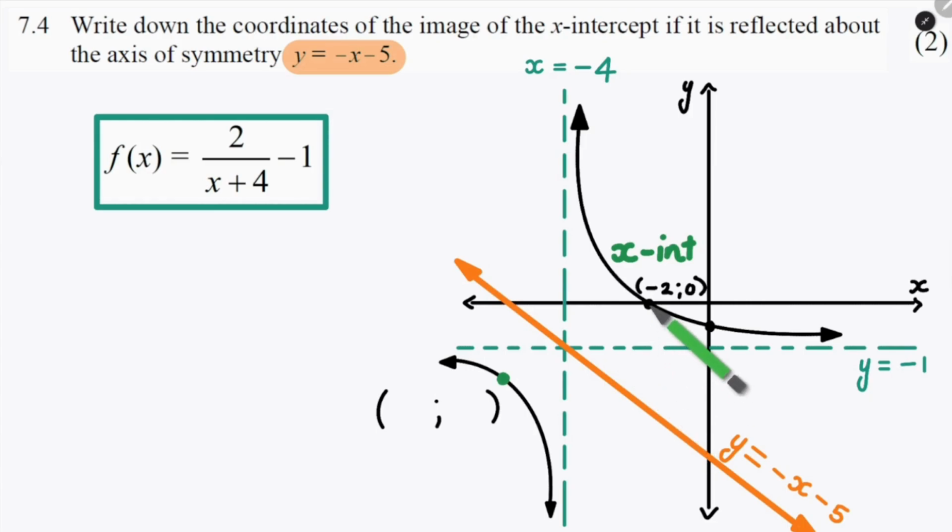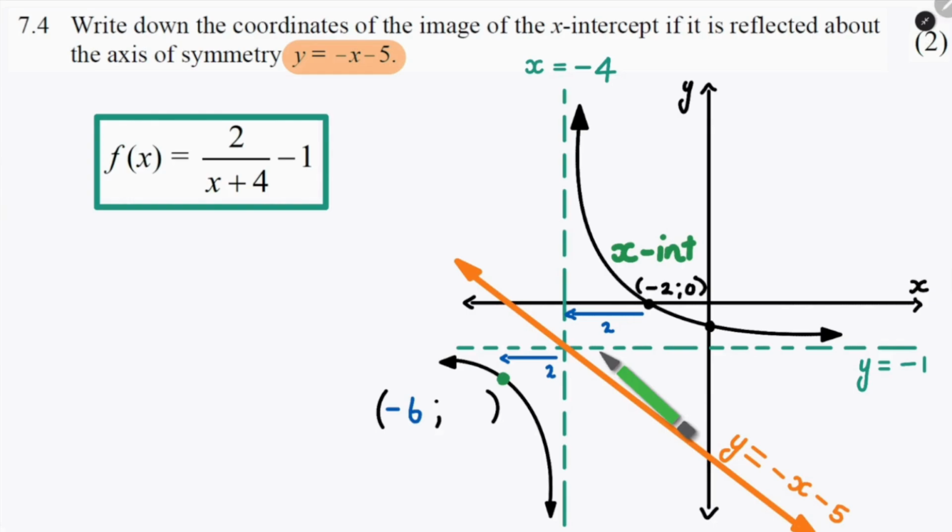Whatever distance I go left to this asymptote, I do that same distance to go left there. So to go from -2 to -4, I'm going 2 units across over there. So I've got to go 2 units across over here, and I can get my x value to be -6, because I'm going from -2, and then I go back 2, back another 2, and then I get to -6.